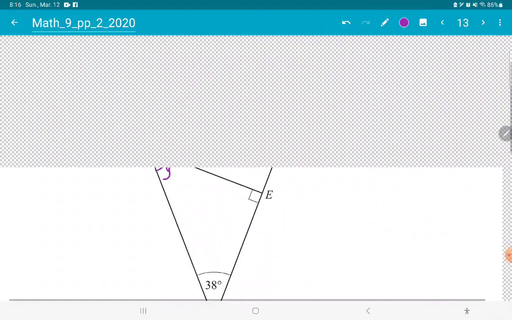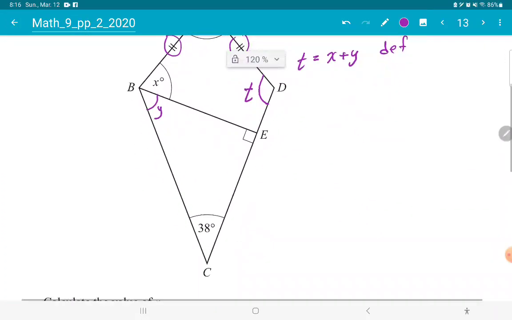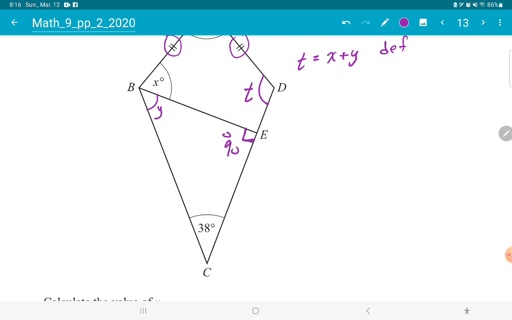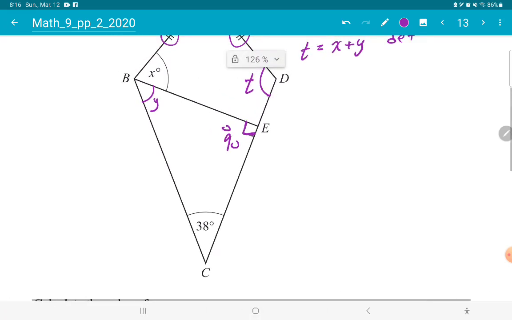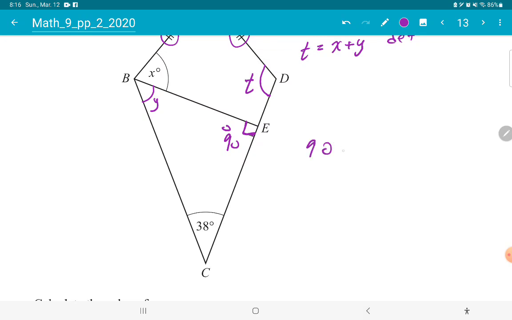Find the value of x. No problem. So let's go with the right triangle. This is 90 and this is 38. So 90 plus 38 plus y, all these three should be 180, because we have a triangle. Then we get y. I'm not going to calculate these numbers. So now y is a number.